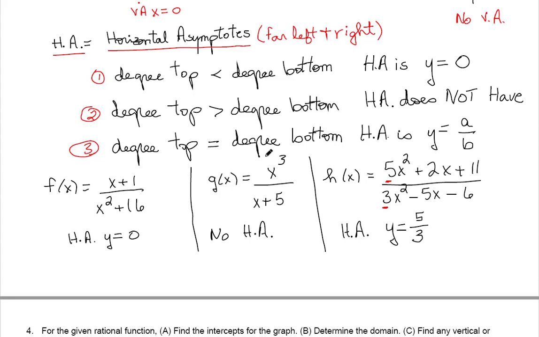And in the last case, what happens if the degrees match? Here, this is an x squared and x squared. Both have a degree of 2, and so it levels off to the number 5/3. So there are only three things that can happen on the far left and the far right. Either it levels off to 0, runs off to infinity, or it levels off to a different number from 0.